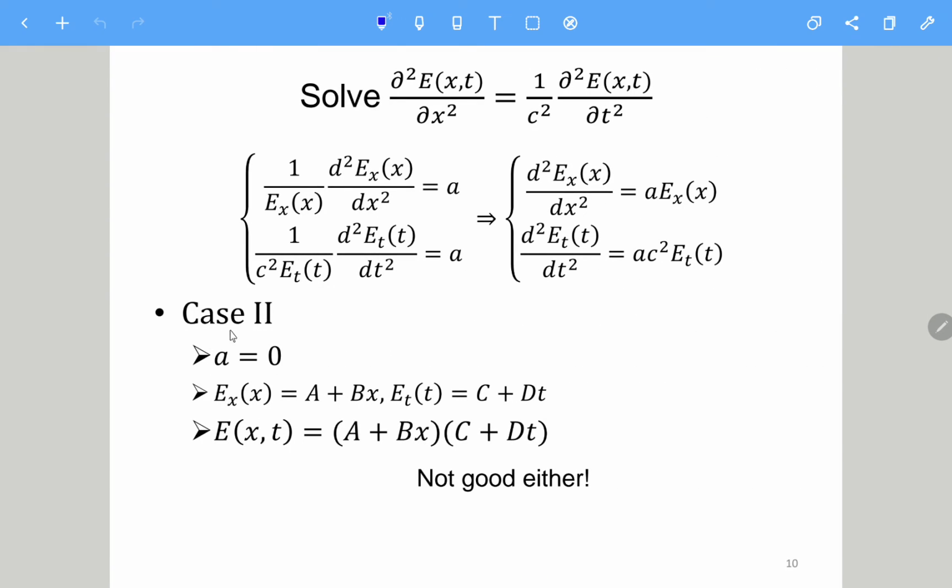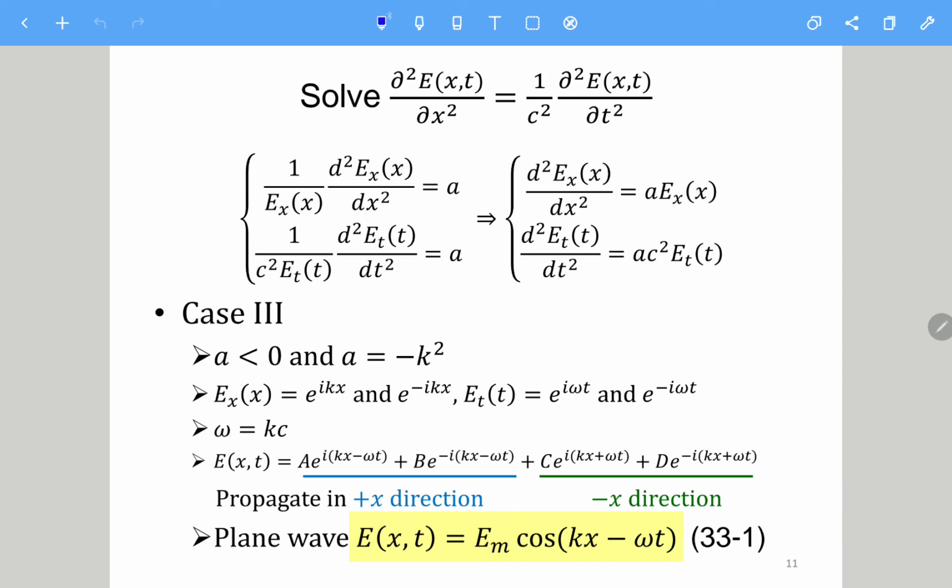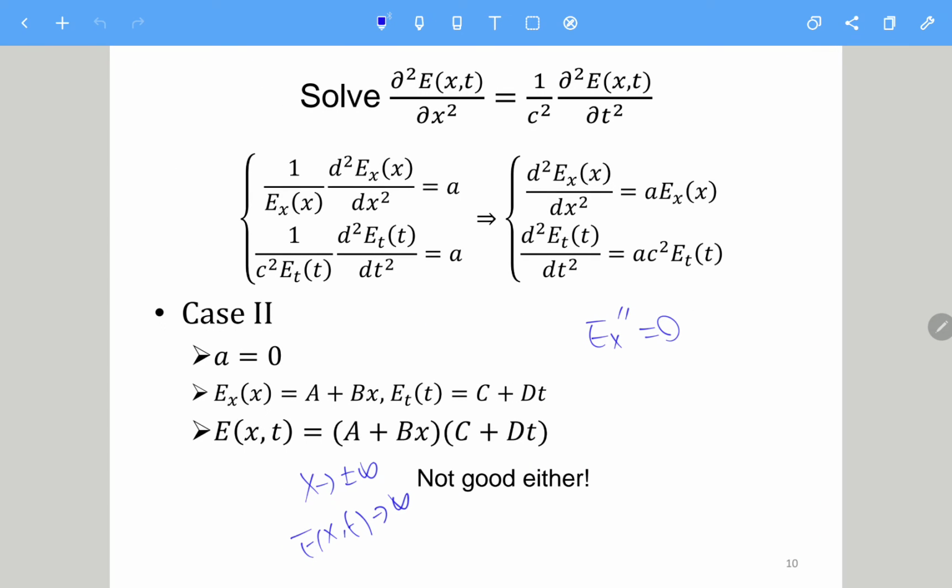And the second case is if a is 0, which means that Ex double prime is 0. So it turns out Ex to be a plus bx. And similarly, Et of t should be c plus dt. So it's not good either, because if x tends to positive or negative infinity, Ex will tend to infinity. This is not good either. Okay, so this is the third case, which is a is smaller than 0, so we can get the sinusoidal solution. Okay, but limited by time, so let's stop here today.